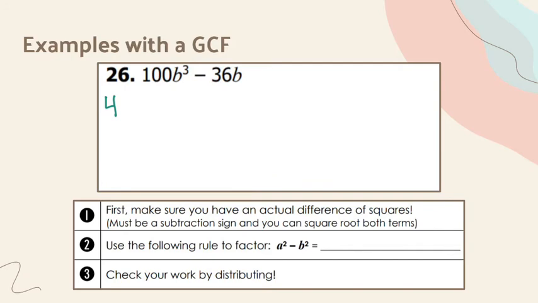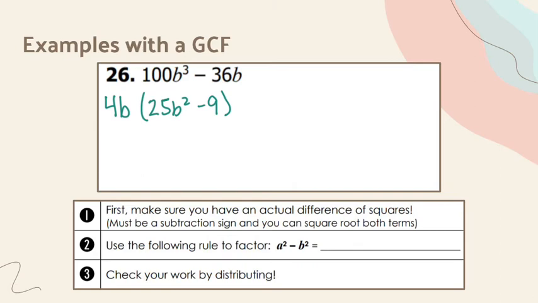So we're combining what we did with greatest common factors now with perfect squares. So anyway, we take a 4 out because 100 and 36 are both divisible by 4. B cubed and b, we can always take the smallest exponent worth out, so that's just going to be b. Then what's left inside is going to be 25b squared minus 9.